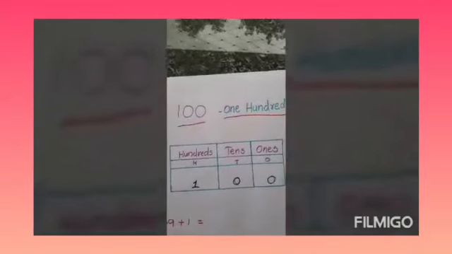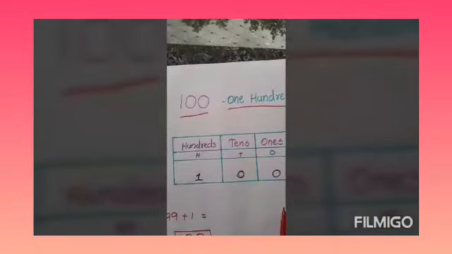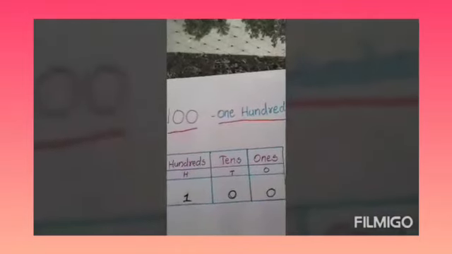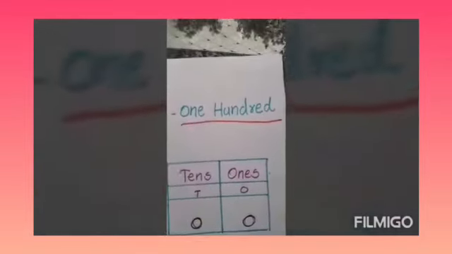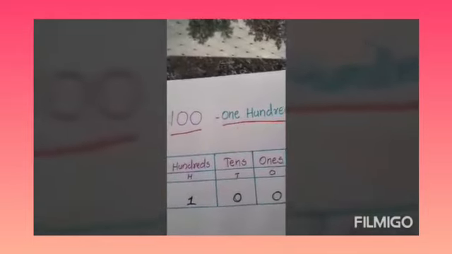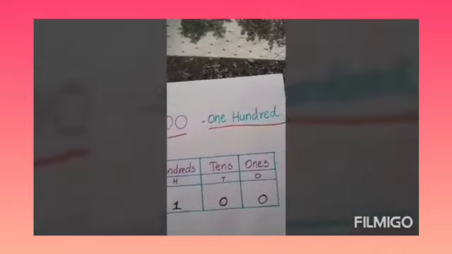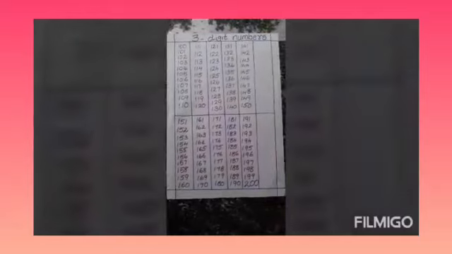Here is a place value chart for three-digit numbers. In our previous class, we learned only two places, tens and ones. Now, in third class, we learn three places: ones place, tens place, and last, hundreds place. Now, let's learn about three-digit numbers.